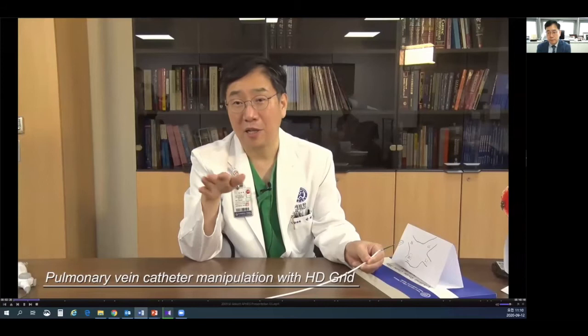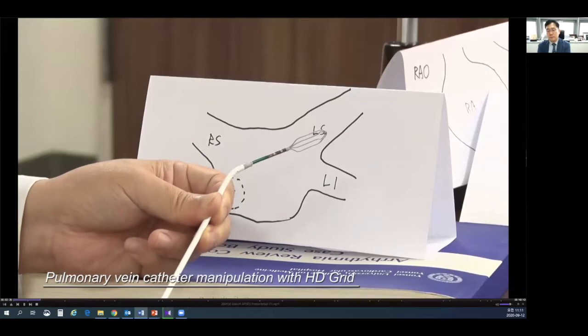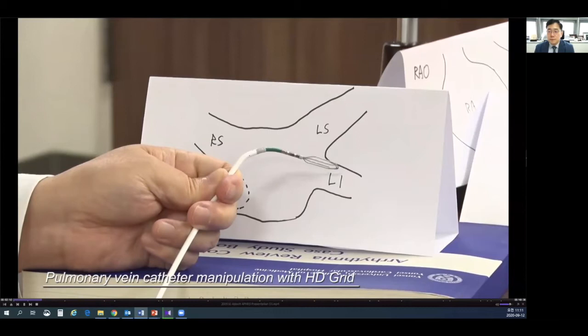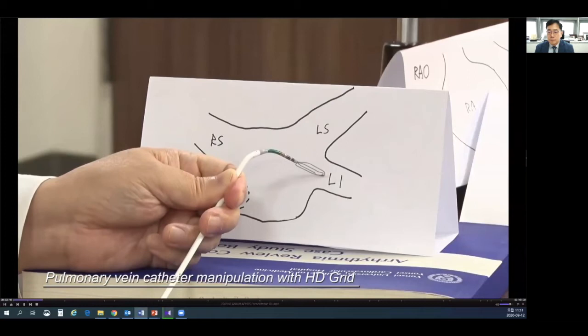And if you move from the left to the right upper pulmonary vein, just apply clockwise torque to the whole system, and your catheter will move to the right side. So if you curve down, apply clockwise torque, make a posterior inferior drag, and just push the catheter. If you are lucky, you can put your catheter inside the left inferior pulmonary vein.